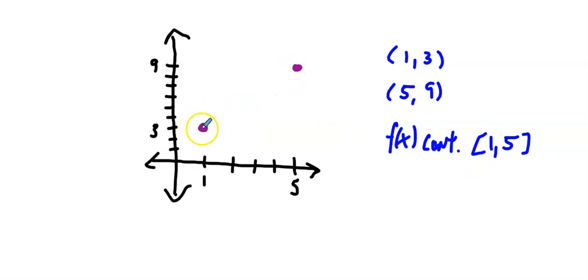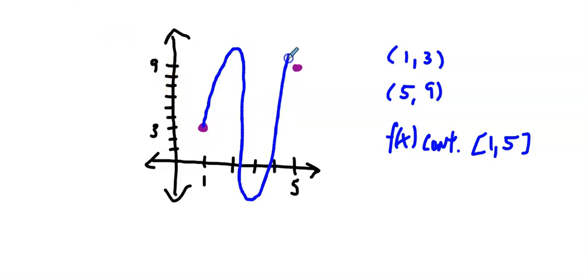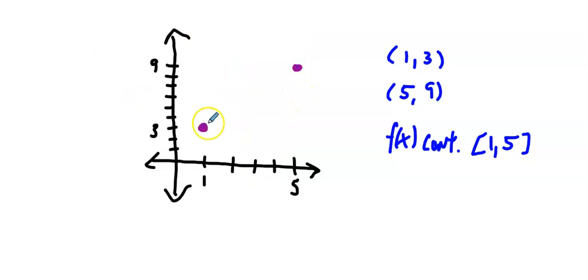So I could draw a line that goes straight like this. That's a kind of boring function to do, but it's still a function. I could do a function that goes crazy like this, also a function. Or I could do something like this. And I'm going to stick with this function right here.